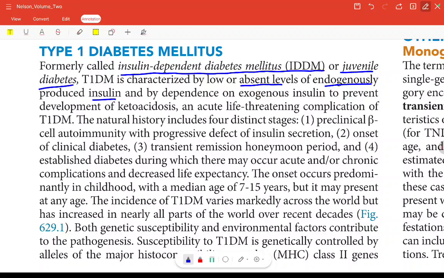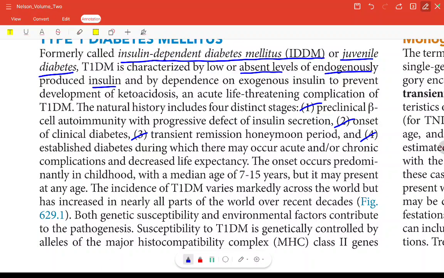The natural history includes 4 distinct stages. What are the 4 stages? Preclinical beta cell autoimmunity with progressive defect of insulin secretion, onset of clinical diabetes, transient remission or honeymoon period, and established diabetes during which acute or chronic complications may occur and life expectancy decreases. The onset occurs predominantly in childhood with a median age of 7 to 15 years. This is the age of onset, but it may present at any age.